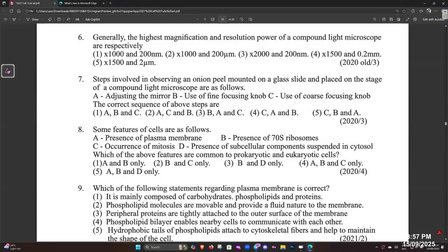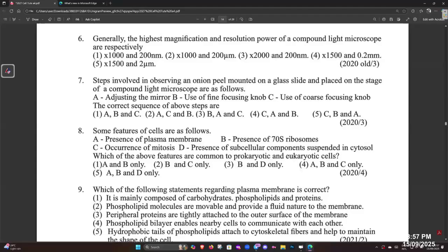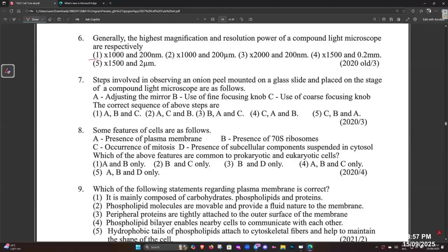First one, low. Someone says fourth. Is it fourth? 1500, 0.2 millimeter. Fourth one can't be, no? So it has to be 1200 nanometers. Answer is the first one.